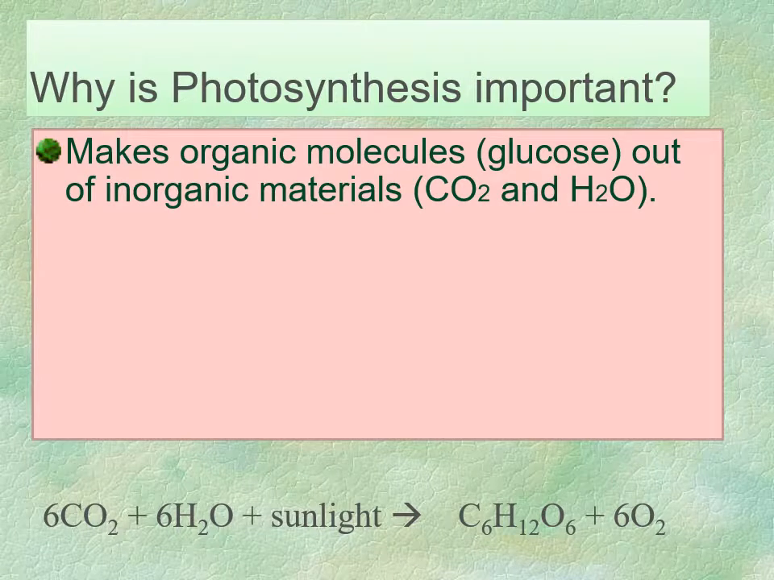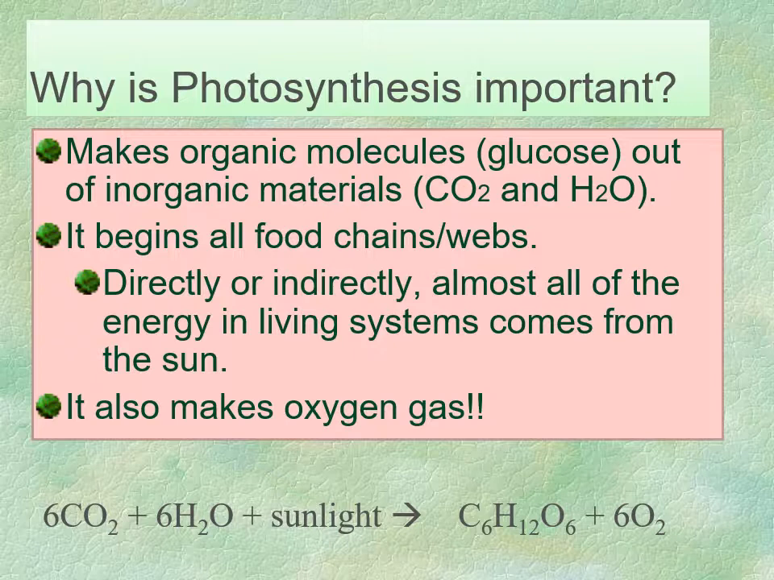So why is this important? Well, it makes organic molecules, or glucose, out of inorganic material, which is carbon dioxide and water. And it begins all of our food chains and food webs. Directly or indirectly, almost all of the energy in the living systems comes from the sun. And it also makes oxygen gas, which we animals would not be able to be here without. There are a couple of reasons for this. One, we wouldn't have anything to breathe. And two, we wouldn't have the ozone in the atmosphere that protects us from the UV rays from the sun.